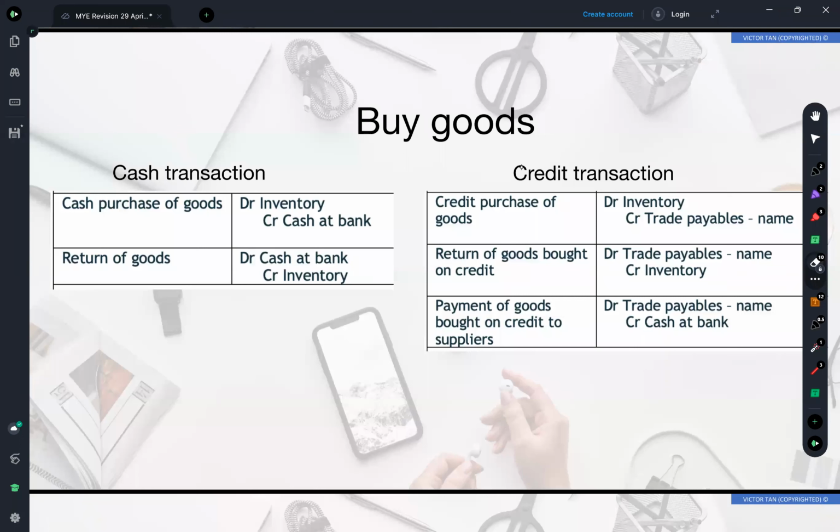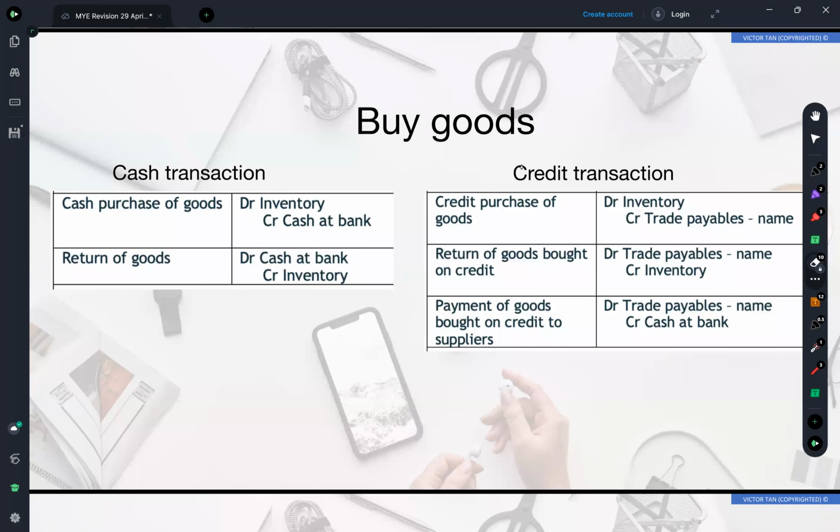In this second scenario, where it's a credit transaction, the business can buy goods and receive the goods now, but they don't have to pay the supplier now. They can pay the supplier one month later or two weeks later. So you credit trade payable, and when you return the goods, the journal entry is reversed. For a credit transaction, there's one more journal entry.